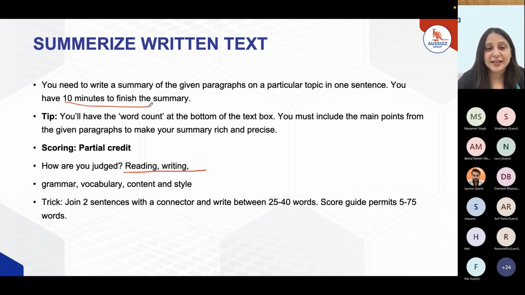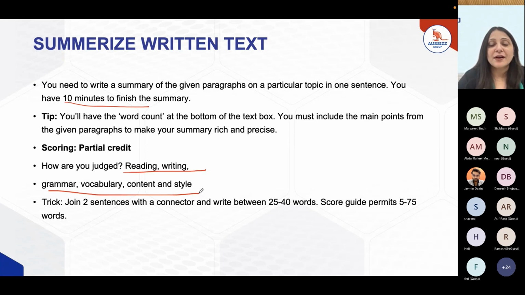And you are judged for grammar, vocabulary, content, and style. Basically, the computer is looking for a mistake-free answer. That is the most important thing. If there is a single error, it will deduct a lot of marks. There are many techniques. Some people join keywords and write as many words as possible, and use connectors. Yes, that's a good technique, but when you are using this technique, do not make any grammatical error.